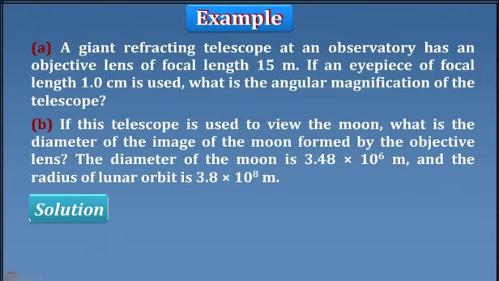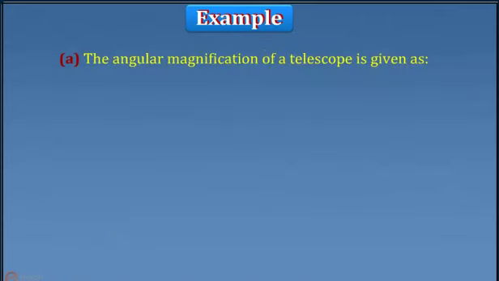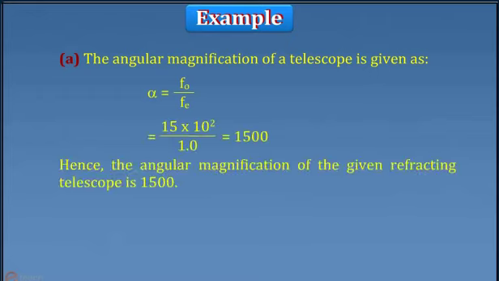Let us have the solution. Focal length of the objective lens is f0, which equals 15 meters, which equals 15 into 10 to the power 2 centimeters. Focal length of the eyepiece fe equals 1 centimeter. Let us consider the first case. The angular magnification of a telescope is given as alpha is equal to f0 by fe. Therefore, alpha is equal to 1500. Hence, the angular magnification of the given refracting telescope is 1500.